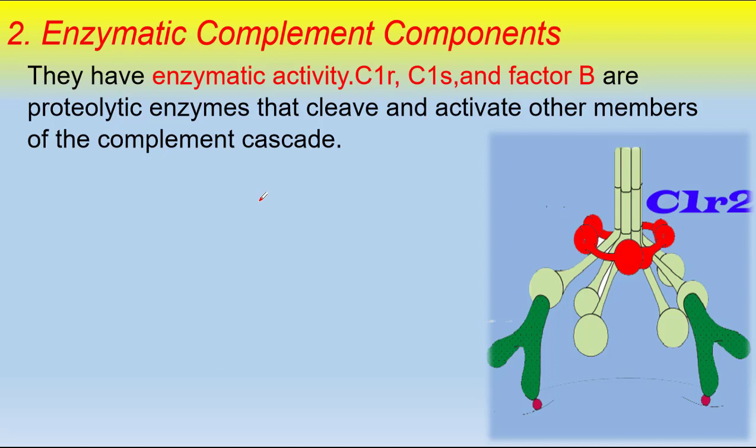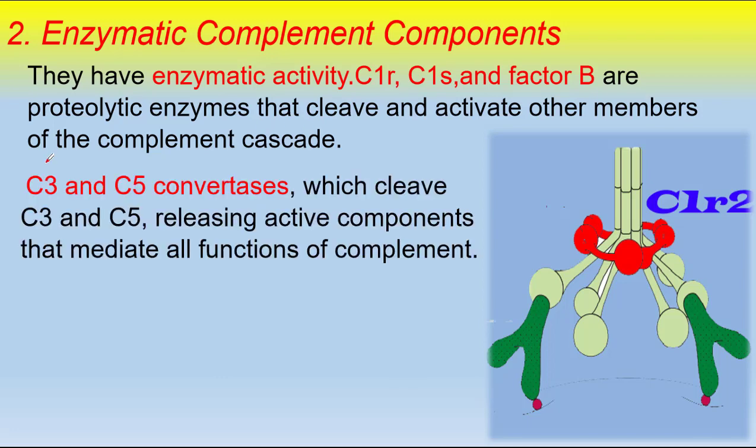The second category is enzymatic complement components. These are the components which have enzymatic activity, for example C1R, C1S, and factor B are proteolytic enzymes that cleave components such as C2 and C4 and activate other members of the complement. C3 convertase is an enzymatic component which cleaves C3 into C3 alpha and C3 beta. C5 convertase cleaves C5 into C5 beta and C5 alpha. All these convertases release the active components that mediate the function of the complement system.